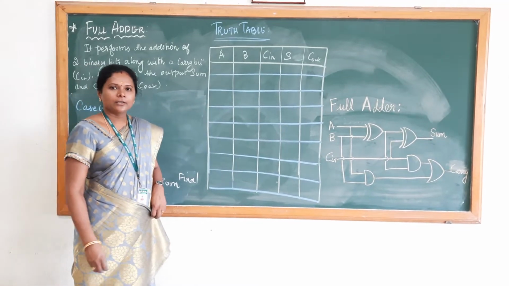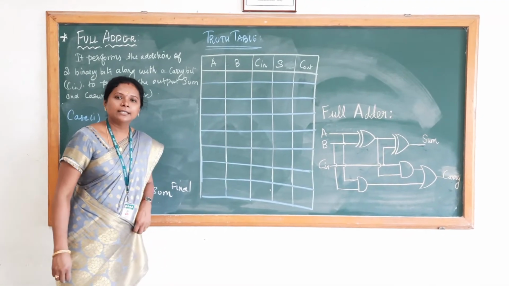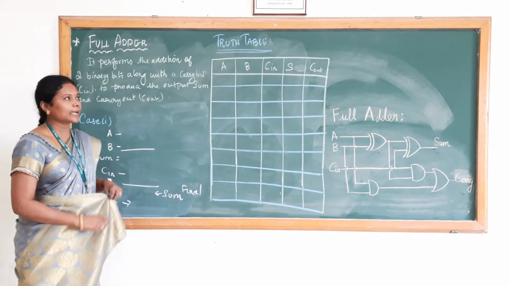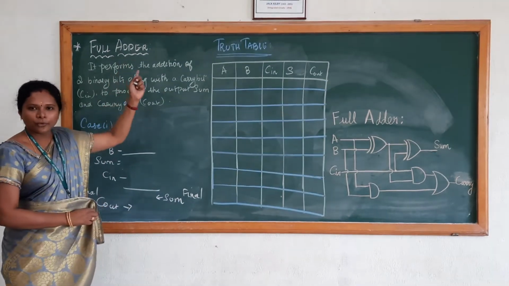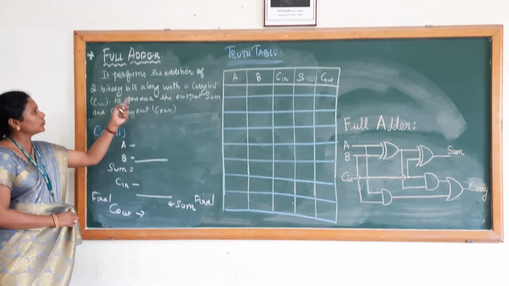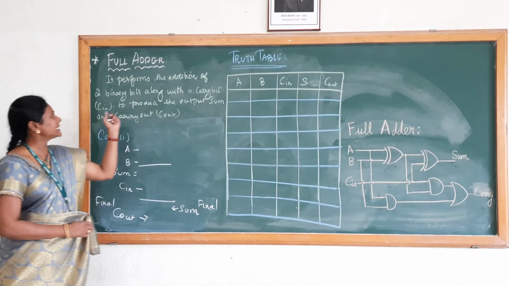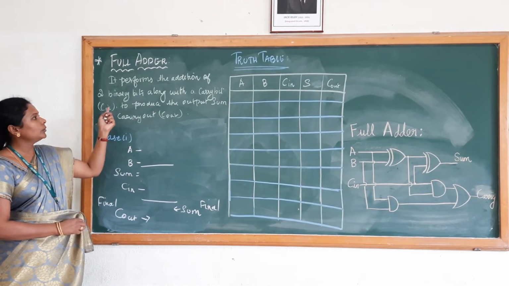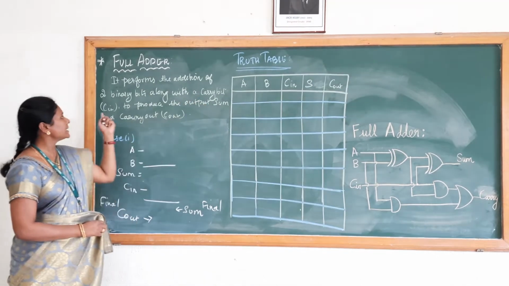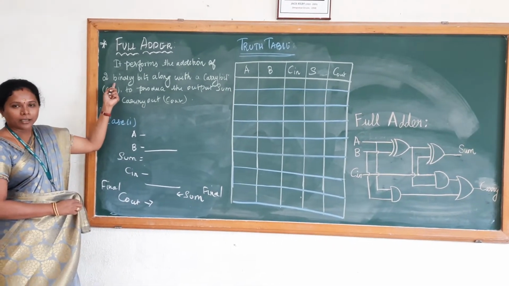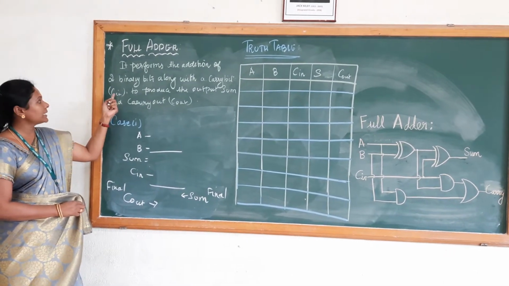Hi students. So in today's video we will see the design and implementation of your full adder. First we have to start with the design of your full adder. So what is your full adder? It performs the addition of two binary bits along with your carry bit, something called Cin. This is a variable we are going to make use of to denote your carry bit Cin. So along with the binary bits A and B, the third bit we call Cin.